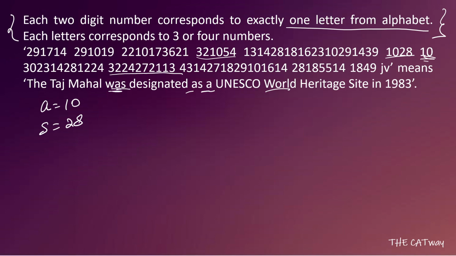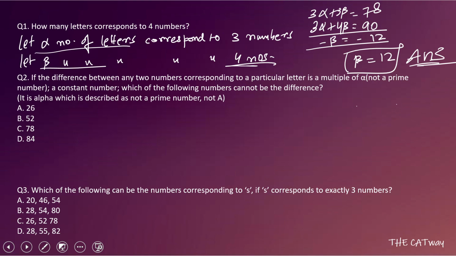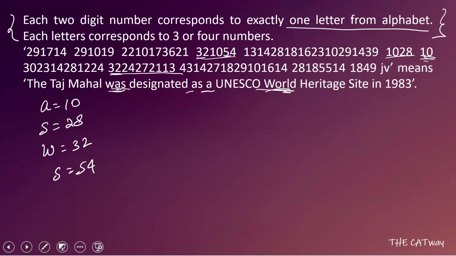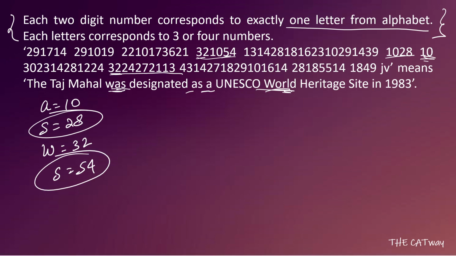For WAS, we have A, we need to find S. S is going to be either 32 or 54. Now we have 32 in WORD. There is no S there, that means 32 is going to represent W, and we have S is equal to 54. Now it should click in your mind that one of the differences given here was 26. You can also see that S here is represented by 28, and S here is represented by 54. The difference which we have to denote by alpha is going to be 54 minus 28, that is 26.